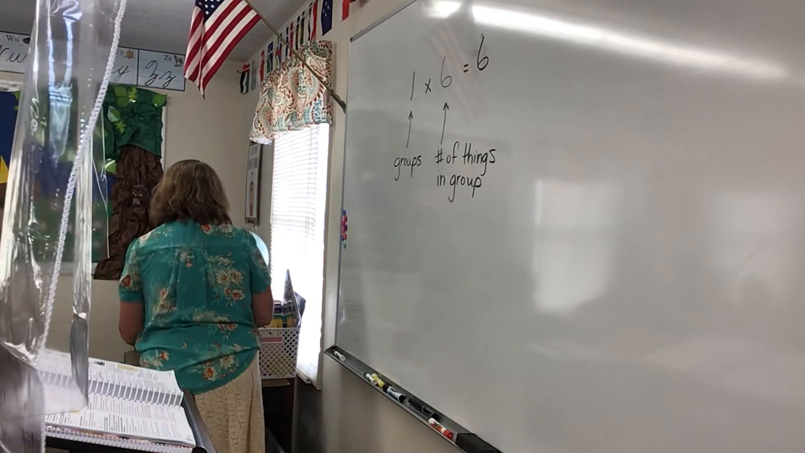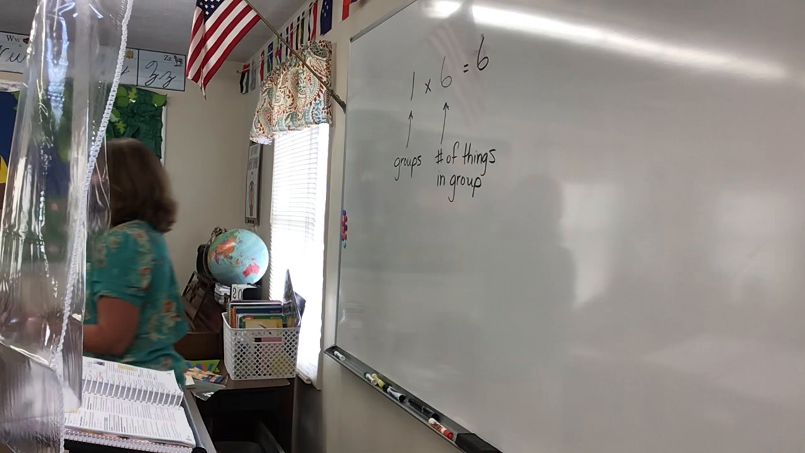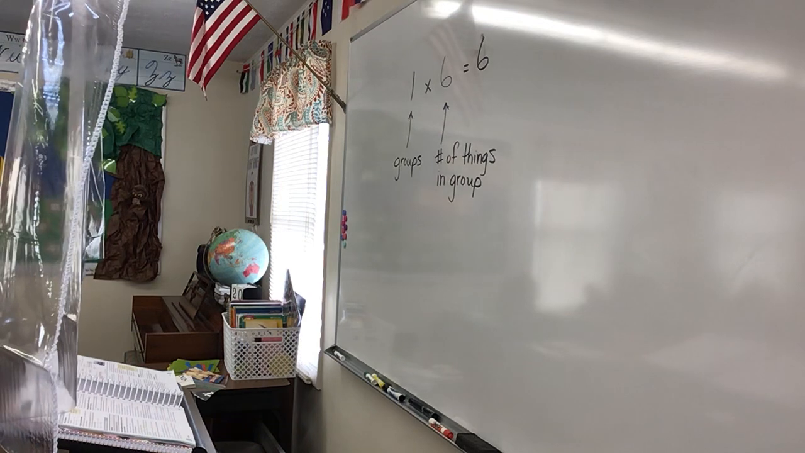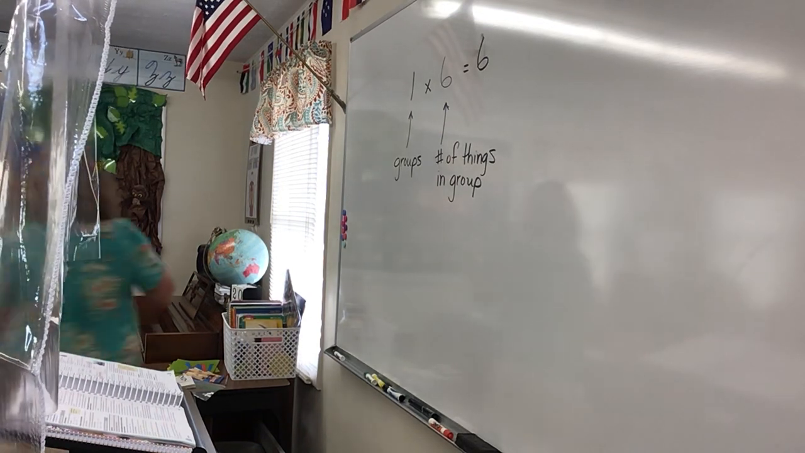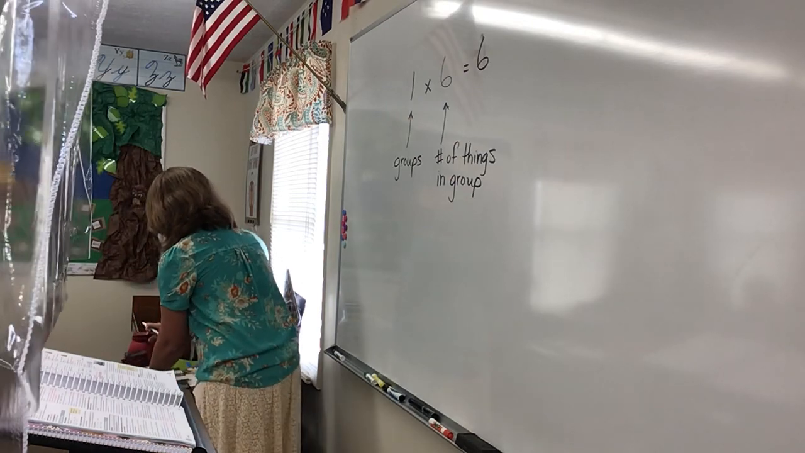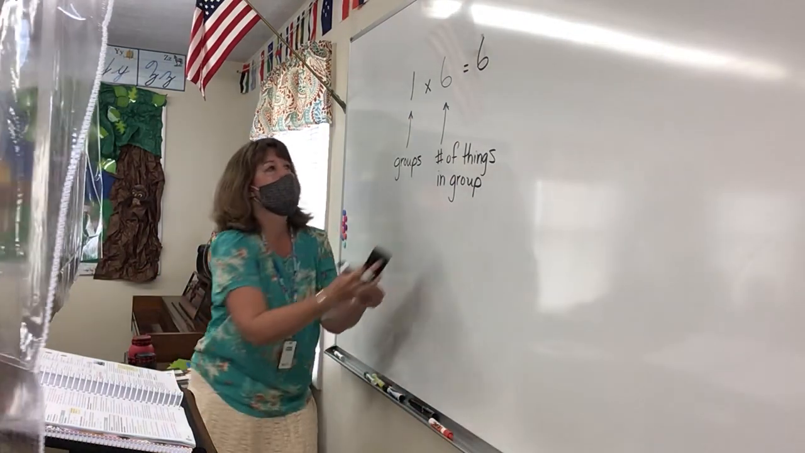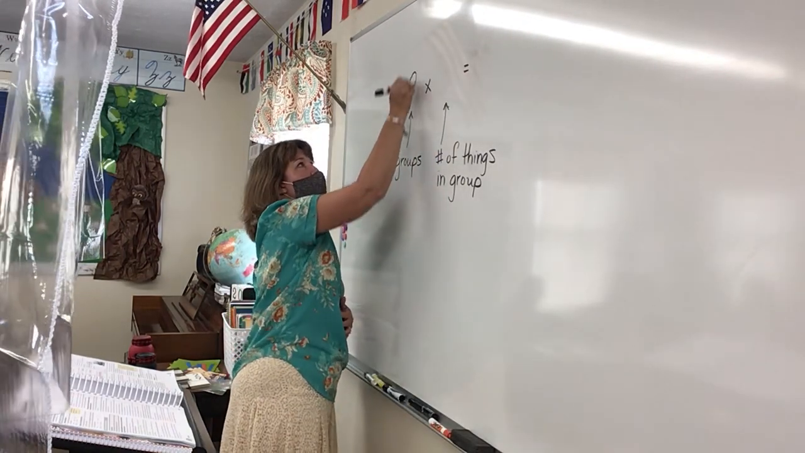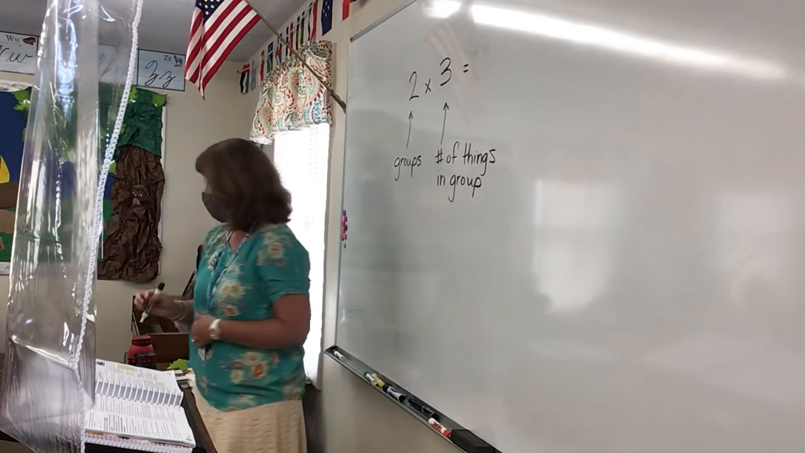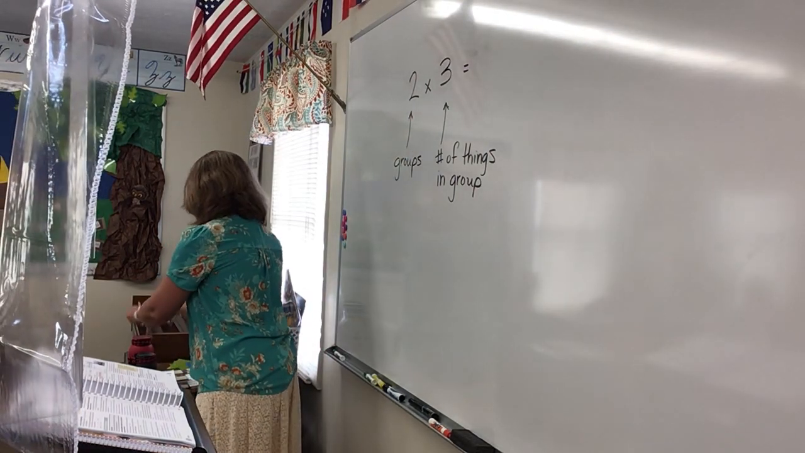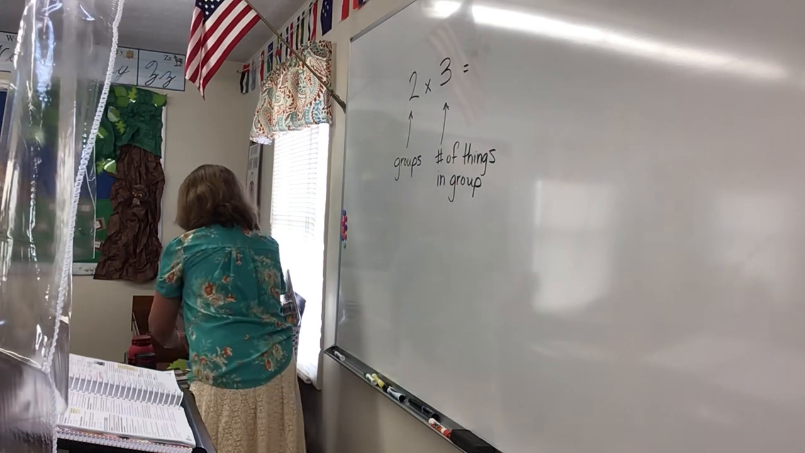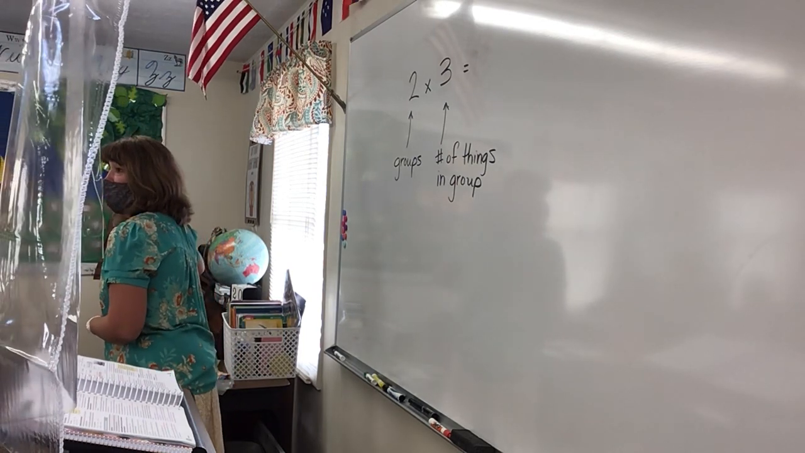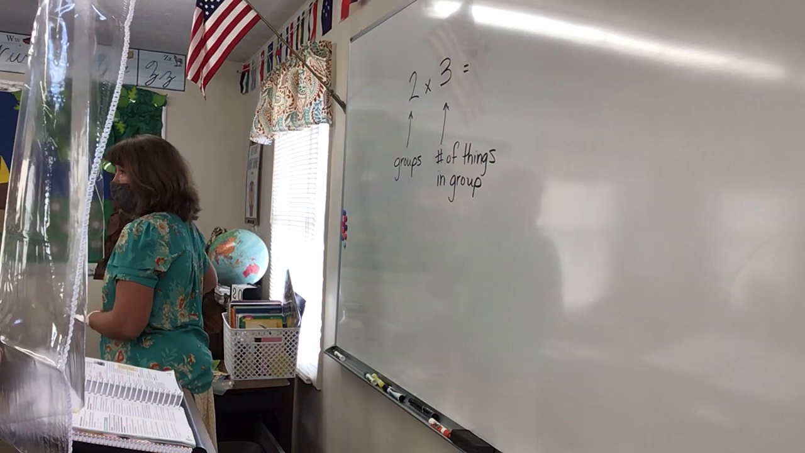Now, let's say I have 2 jars. Okay? Now, so these are my 2 groups right here. So now I have 2 times a number. I have 2 groups, and I'm going to put 3 popsicle sticks in each group. So there's 3 in there, there's 3 in here. So how many popsicle sticks do I have all together? Just go ahead, you can say 6.